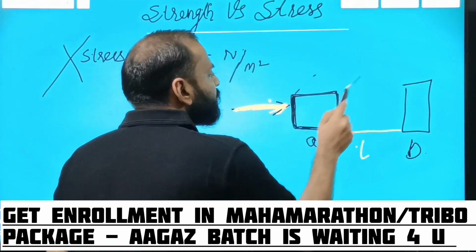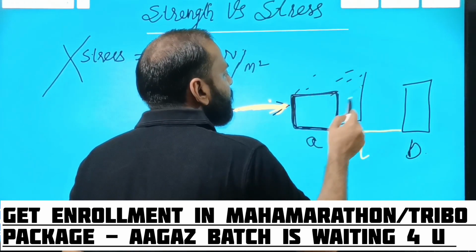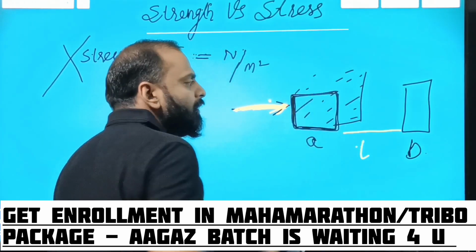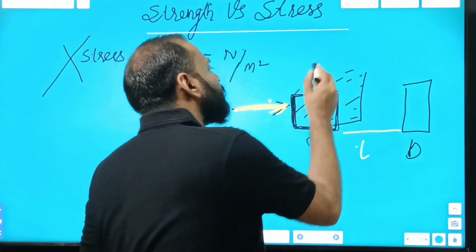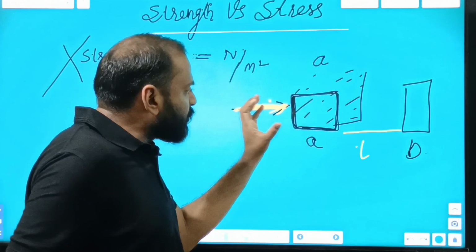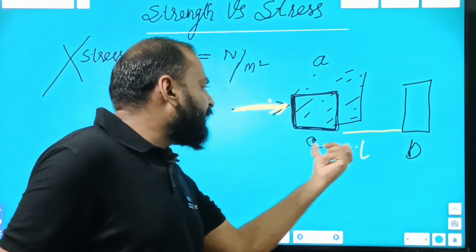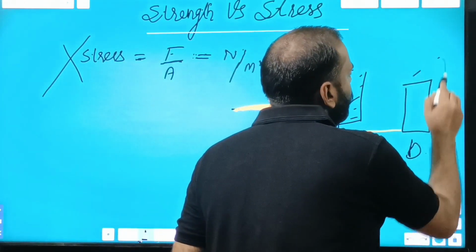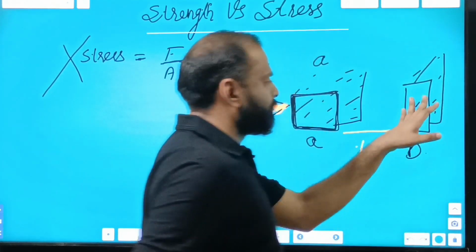Yes, of course, this has some cross-sectional area. This is a body having some cross-sectional area A. If we apply a force on this body, it is displaced from point A to point B, and now the final position of this body is here.